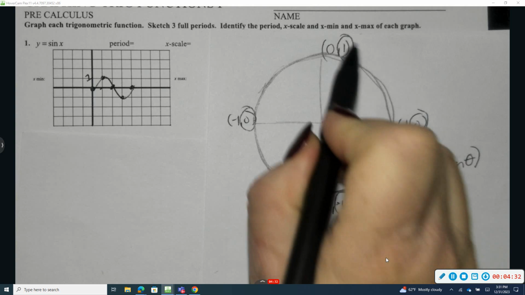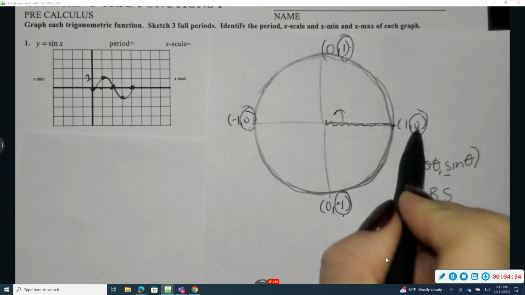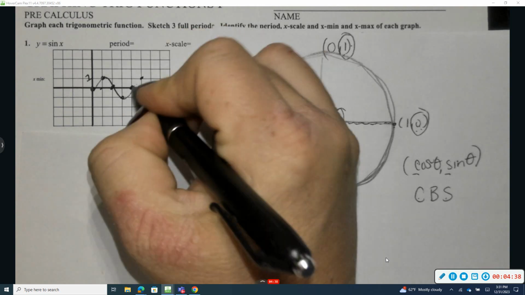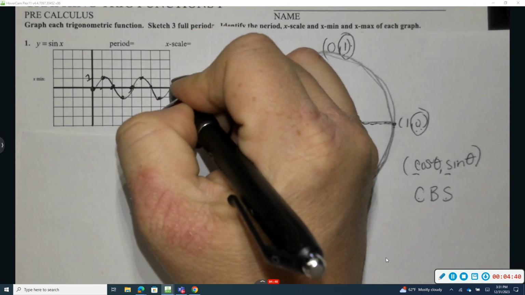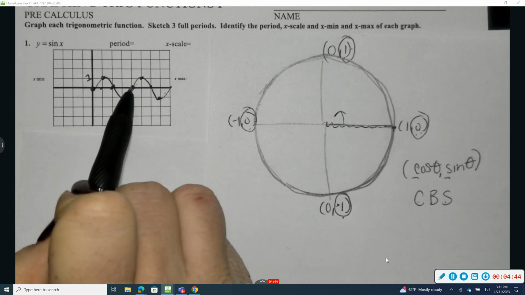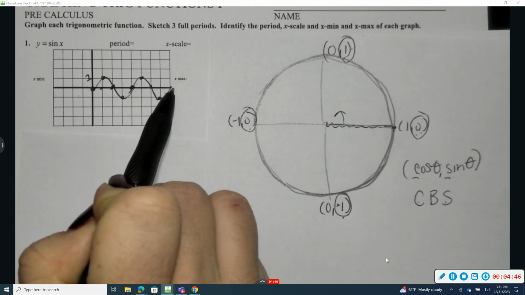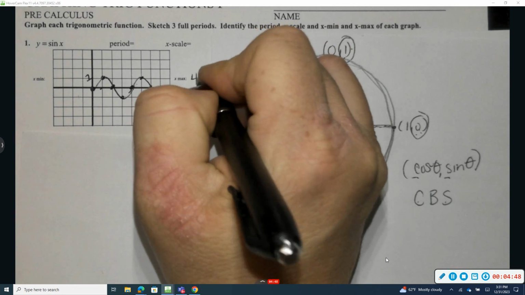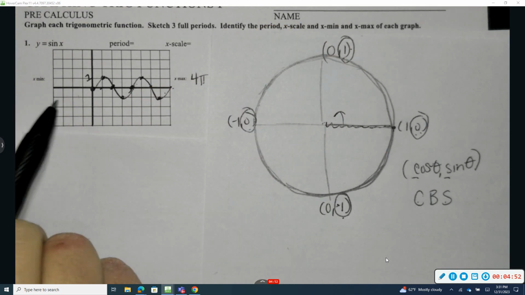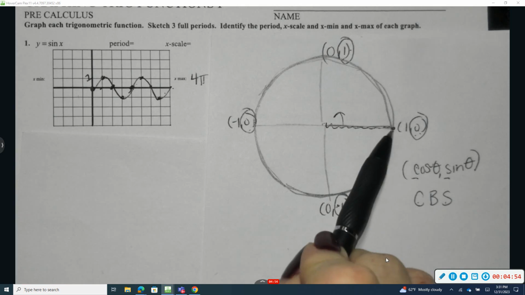So I'm at 0, I go 1, 0, negative 1, 0. Okay, I'm at 0, 1, 0, negative 1, 0. So I've done 2 cycles to the right. This length right here is a distance of 2 pi, and I have another distance of 2 pi. 2 pi plus 2 pi is 4 pi. Now I'm going to go in the opposite direction. And so I'm just following this opposite.